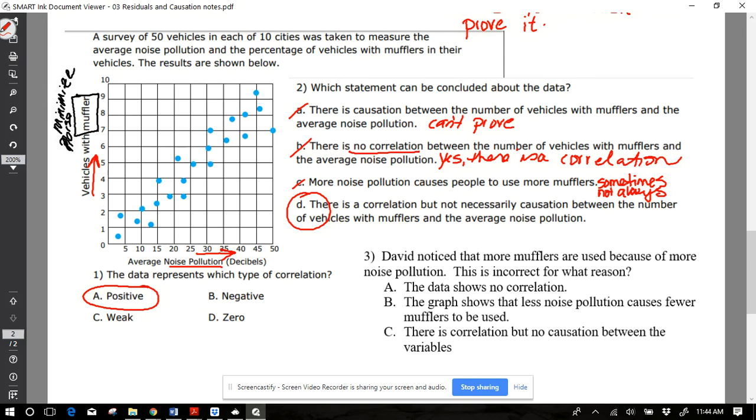All right. And then let's look at number three. David noticed that more mufflers are used because of more noise pollution. This is incorrect for what reason? Okay, so this is kind of similar to number two. The data shows no correlation, and that is not true because of number one, it has a positive correlation. B, the graph shows that less noise pollution causes fewer mufflers to be used. The word causes here, we could not determine that that was the cause. So we have to eliminate that. And then C, there is a correlation, but no causation between the variables. That's pretty much the same answer that we chose in D. I just wanted to put both of these questions up here for you so that you can really look at how differently these are worded, even though they get to the same conclusion about the exact same data.